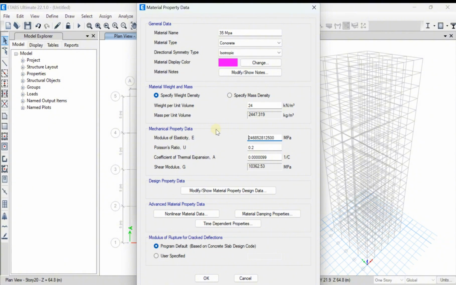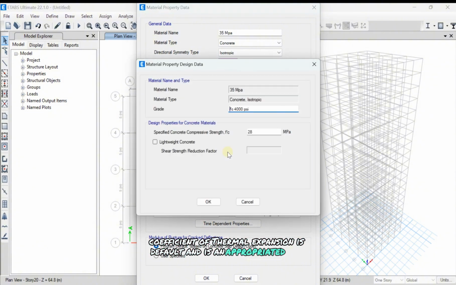Enter. No, it's wrong. 4700 multiplied by the 35 power 0.5. Enter. It's right. Poisson ratio is default. Coefficient of thermal expansion is default.